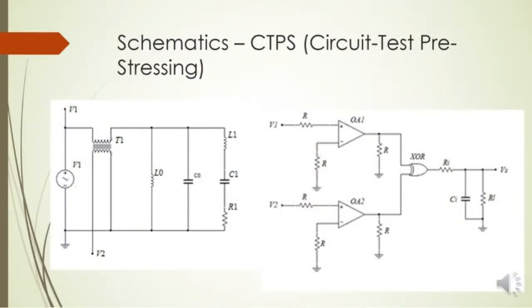In this work, we propose a circuit referred to as CTPS, Circuit to Test Pre-Stressing, able to check if the transducer is operating under the right level of pre-stress. This is the schematic of the circuit. The circuit operation is based on the detection of null phase between current and voltage across the transducer. The output voltage Vs is proportional to the phase and correlates the level of pre-stress.